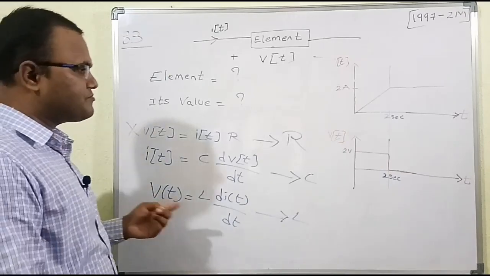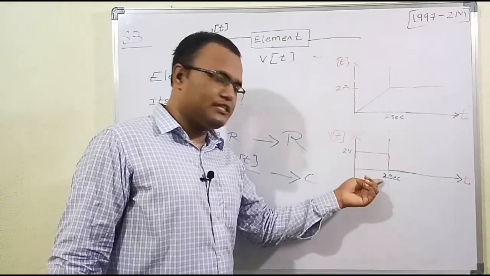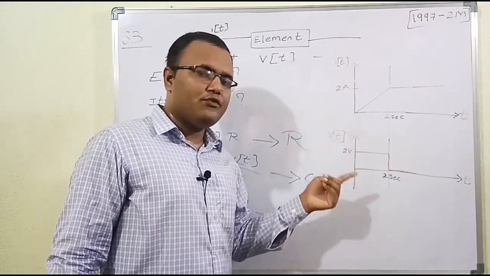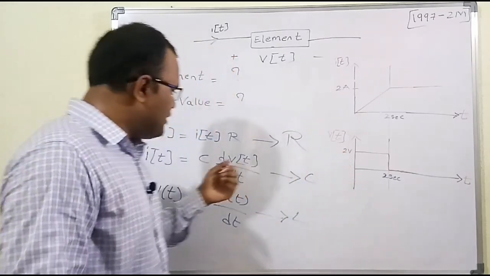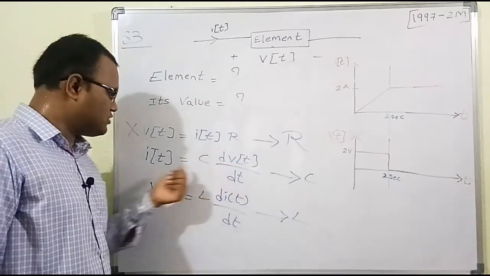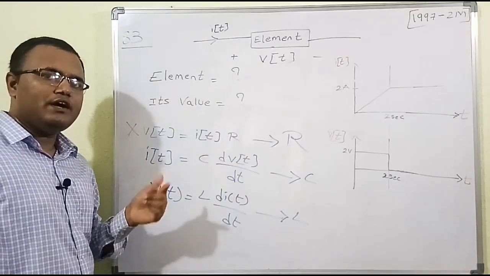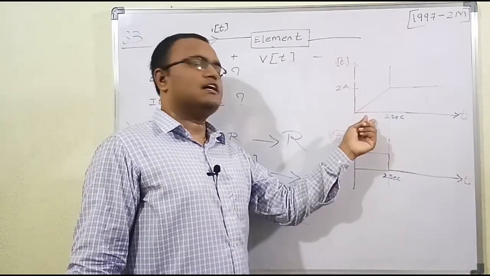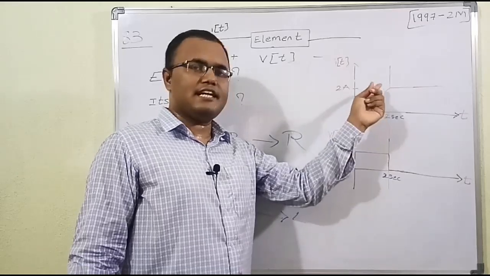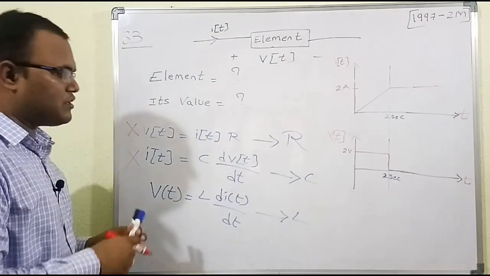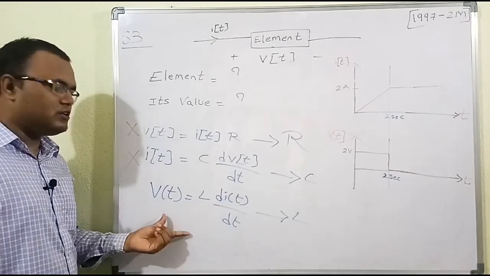I am repeating it again. From 0 to 2 seconds the voltage waveform has a magnitude of 2 volts, so its slope is 0. If dv/dt is 0, then C times 0 is 0, therefore i(t) is 0 in 0 to 2 seconds. But in 0 to 2 seconds the current is not 0; it is a straight line. So this element is not a capacitor. Therefore the only equation left is the inductor.